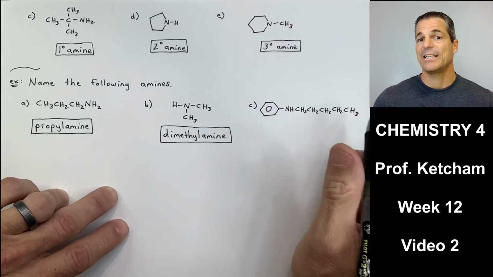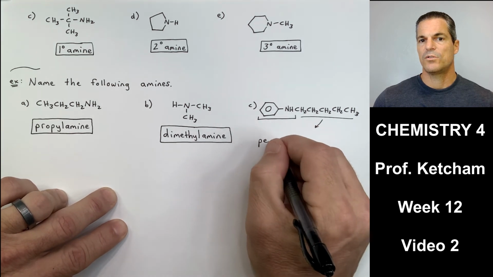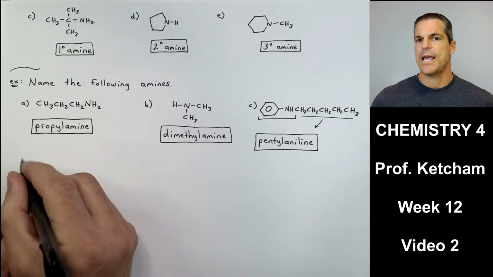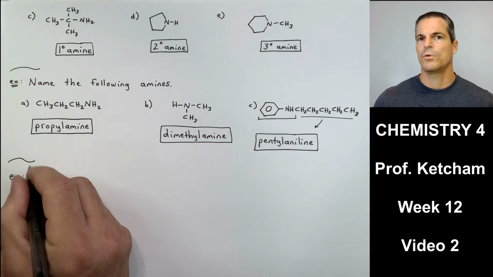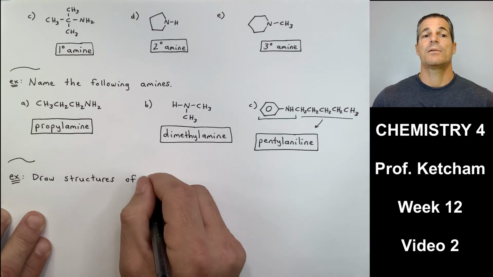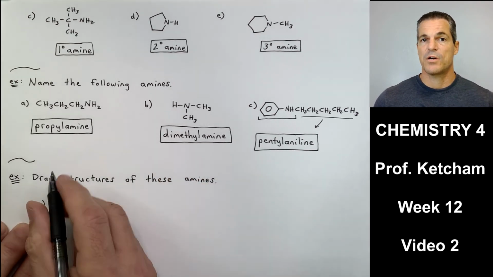We have an aniline derivative, don't we? So this is going to be called 1, 2, 3, 4, 5 pentyl aniline. So the aniline becomes my root. It's a new root. We learned that on the last page. All right. Now it looks like in the next example they're going to give us the names and we've got to draw the structures.